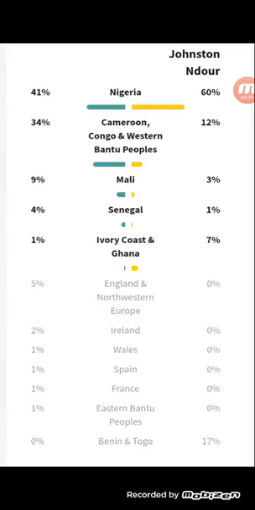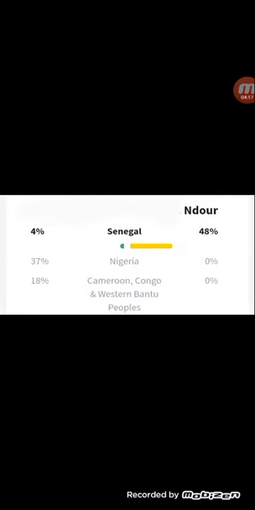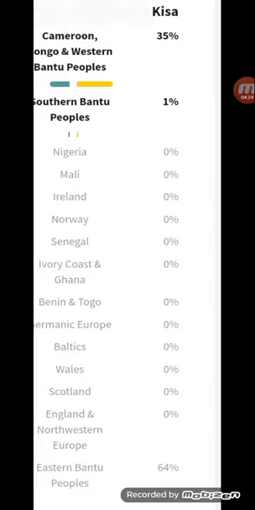This one 60% Nigerian, 12% Cameroon, 3% Mali, 1% Senegal, 7% Ivory Coast, and 17% Benin and Togo. Not totally sure which tribe they're from. This one is 48% Senegal. Not sure what tribe they're from.